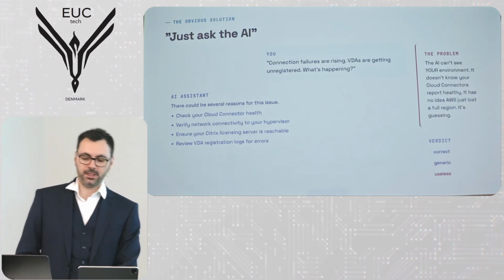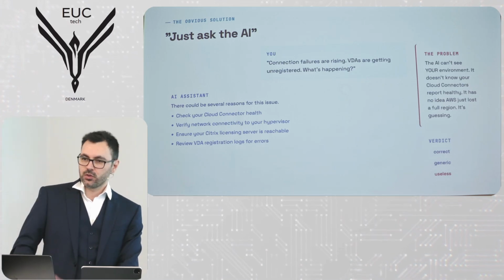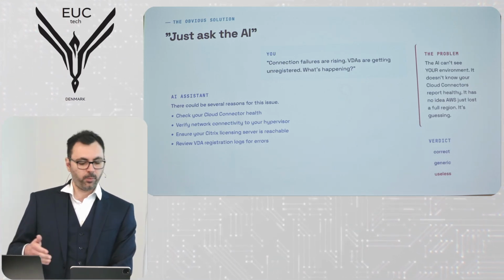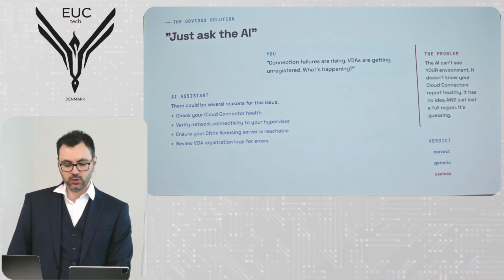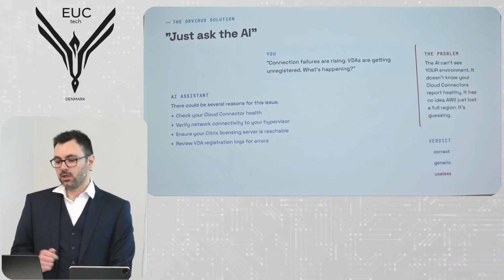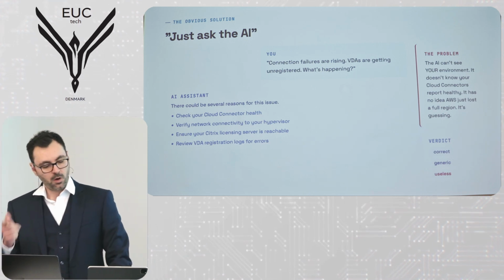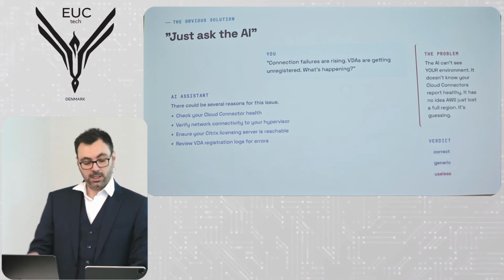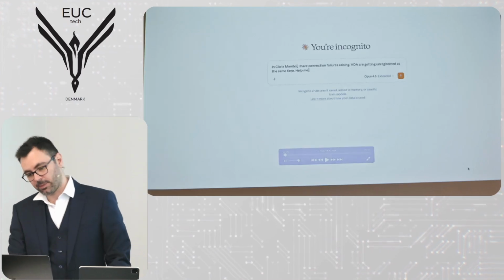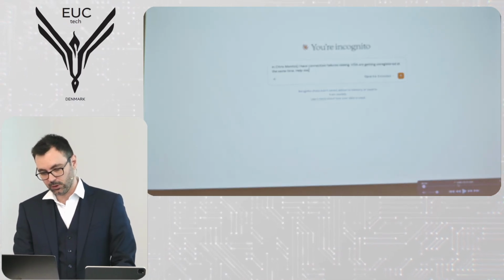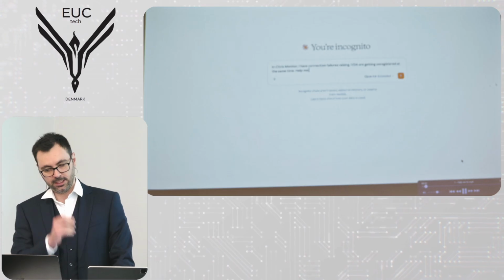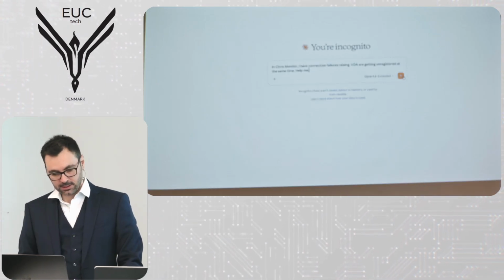What would the AI do in such a case? So you go to ChatGPT, Claude, Copilot, whatever AI assistant you use, and you type exactly that. The connection failures are rising, VDAs are getting unregistered. What's happening? Well, let's see what it replies. Welcome to Claude, probably familiar with that interface. And I'm asking that question.